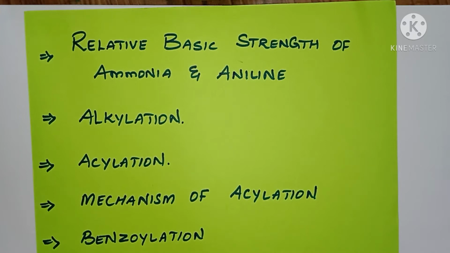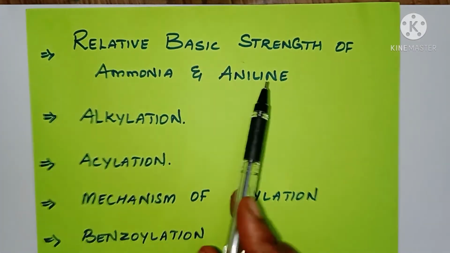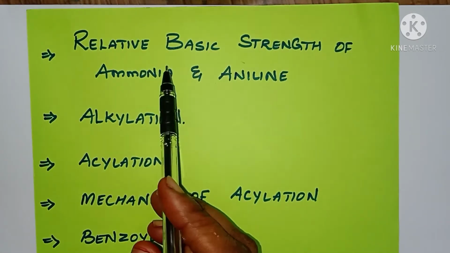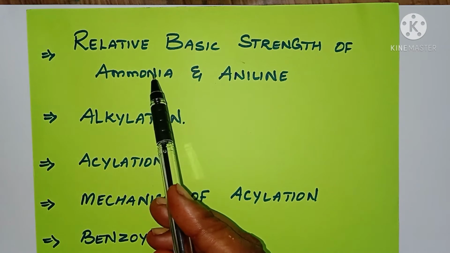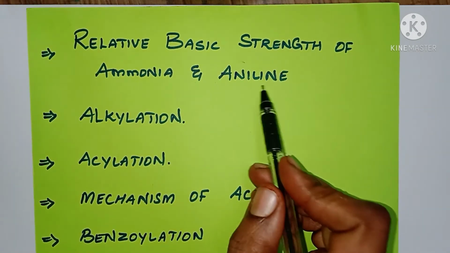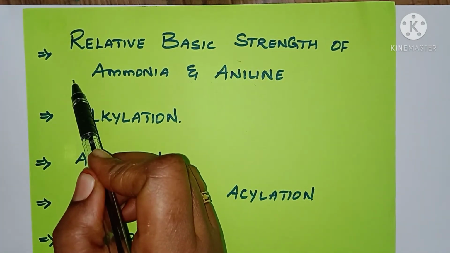I am Vijay Lakshmi. Today we are going to discuss the relative basic strength of ammonia and aniline. This is very important. Which is strong? That means, is ammonia strong or aniline? Aniline is an aromatic amine. That one we are going to discuss.